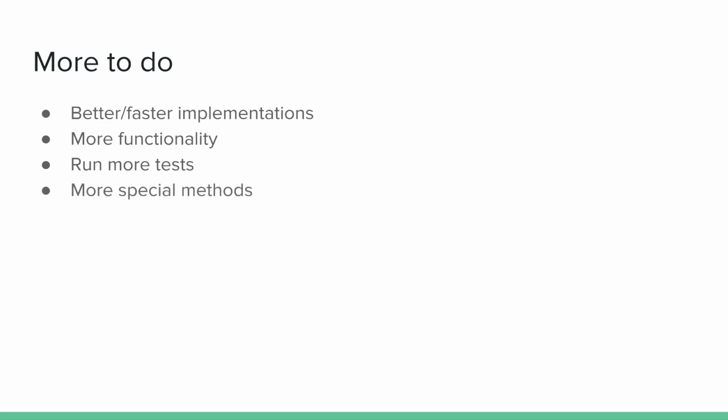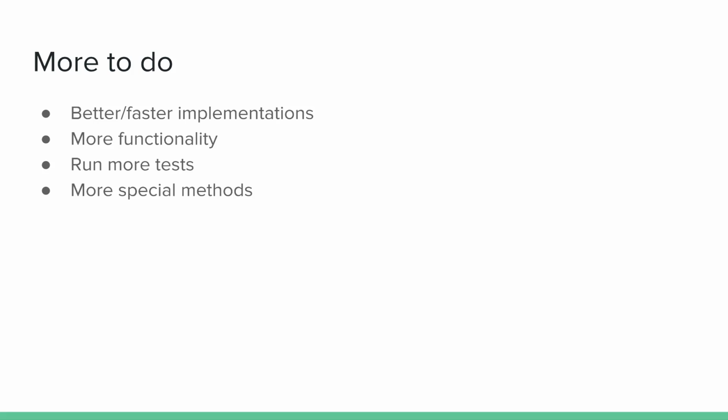There's also many more special methods that we did not get into. So for instance, the abs special method, dunder abs, can be used to make your data frame object work whenever someone calls the abs function in Python. So, and there's many more like that.